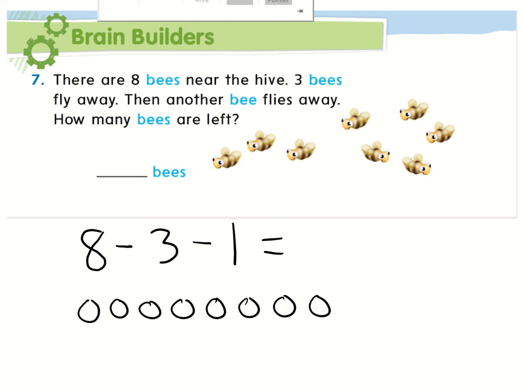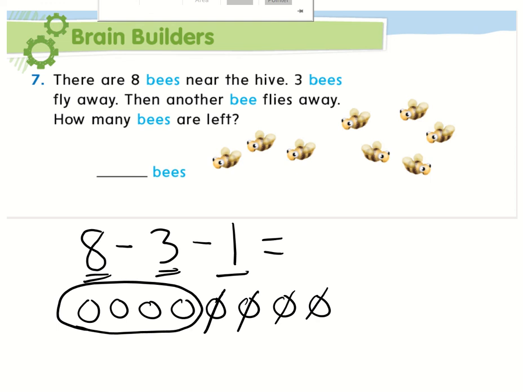Now this one's going to be a little tricky because we have to think about our first step. We have 8 and we're taking away 3. So I'm going to take away 3 right now. I have 1, 2, and 3. But we're not going to stop right there because I still have one more part to this problem. Started with 8, took away 3. Now I'm going to take away 1. What's left is my answer right here, which I have 1, 2, 3, and 4.